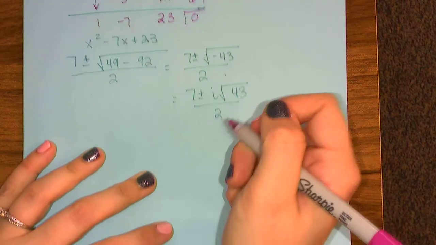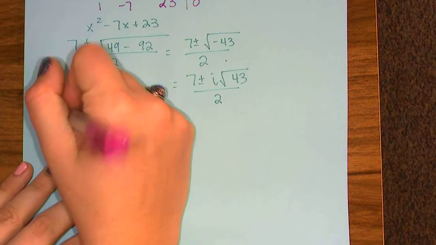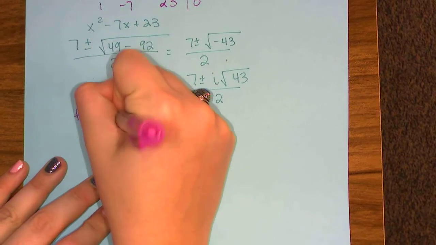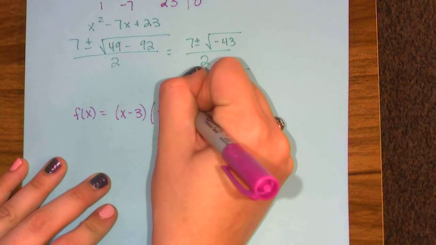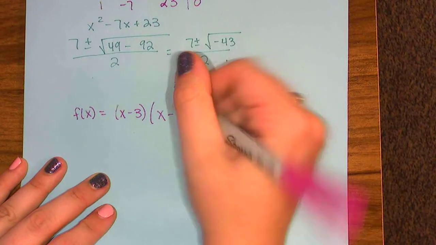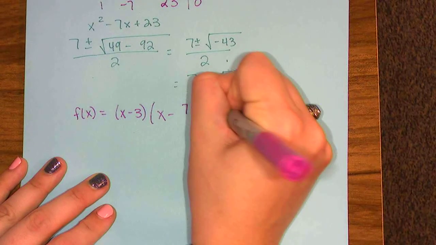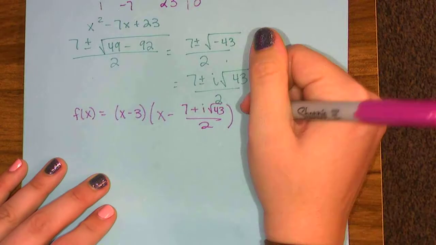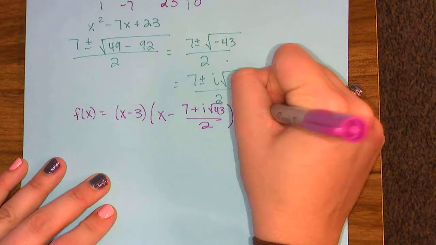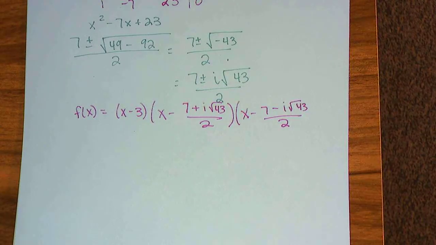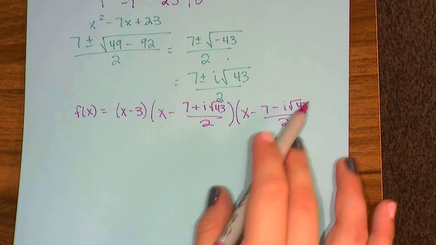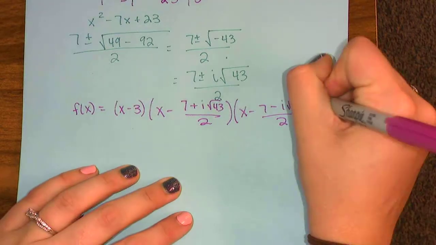I'm going to go ahead and just write the whole thing down here. So we had our x minus 3 from earlier. Okay, now we have x minus 7 plus i root 43 over 2, it doesn't matter which one is written first. And then x minus 7 minus i root 43 over 2. Okay, and if you wanted to split these things up to have 7 over 2 minus i root 43 over 2 as two separate things, that's fine too, but you can just leave it this way if you want.